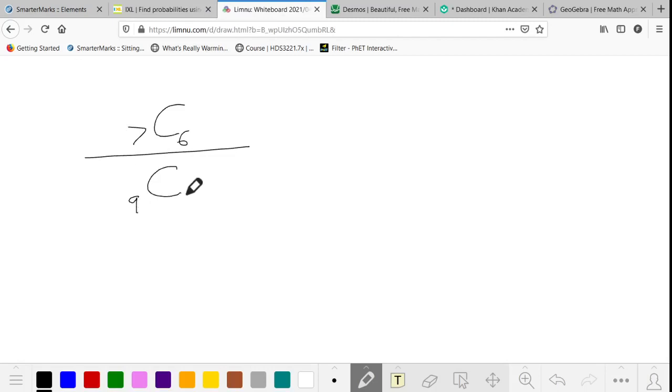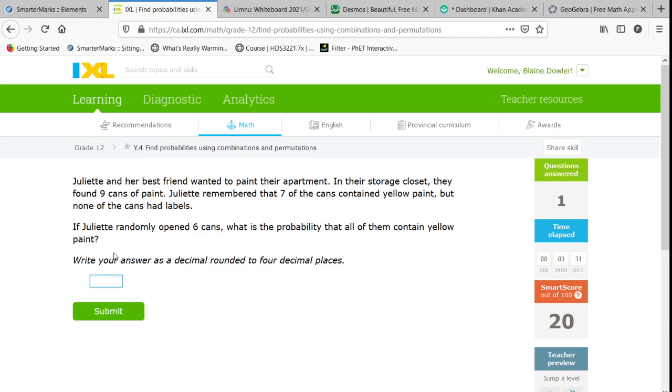So in this case, what are the odds that we pick, of the 7 yellow, we choose 6 of them when we are choosing 6 out of the 9 total cans. So 7C6, we have 7 ways to do the top option, and that's 9C6 ways to choose the bottom option. So 7 out of 84 is 1 in 12. So that's 0.08 and then 3 repeating. So to 4 decimal places, that's 0.0833.